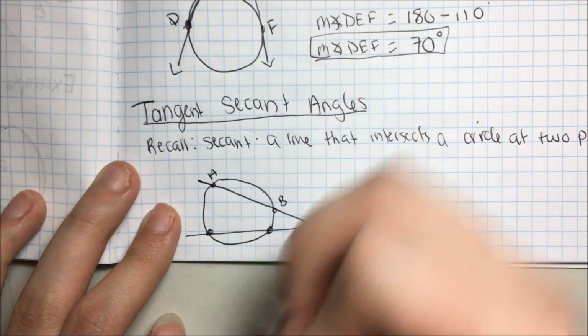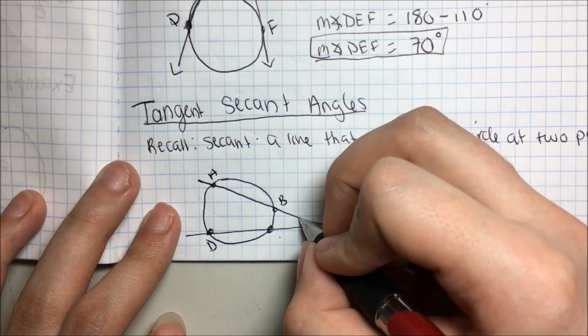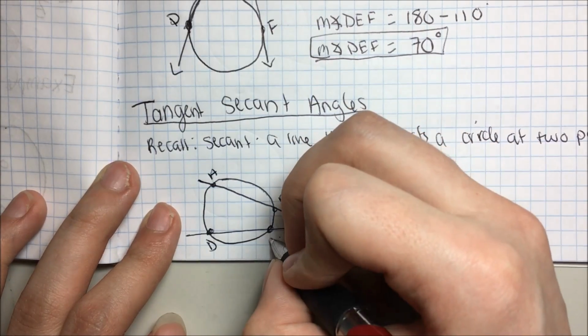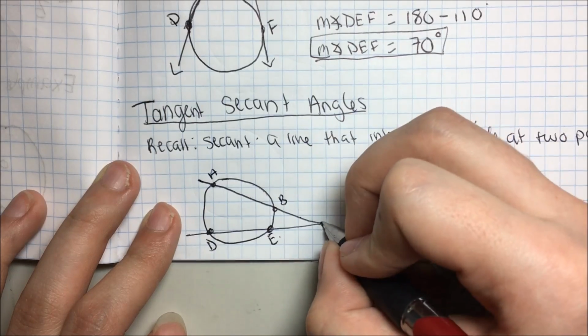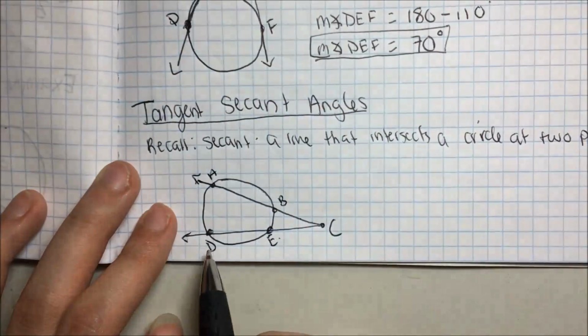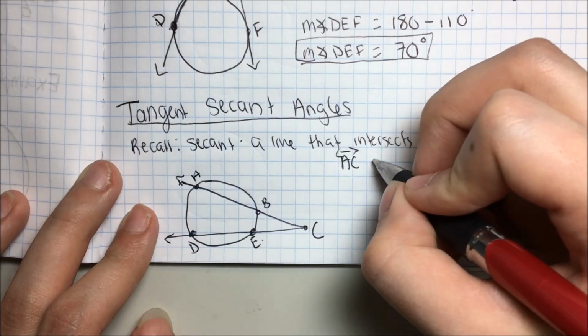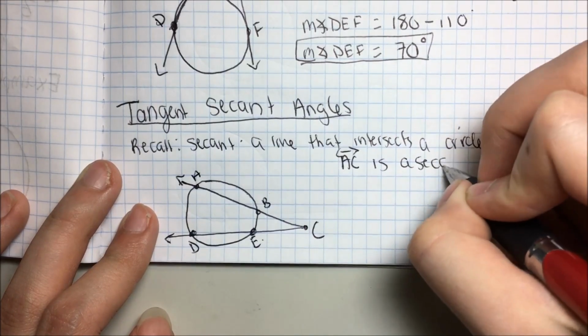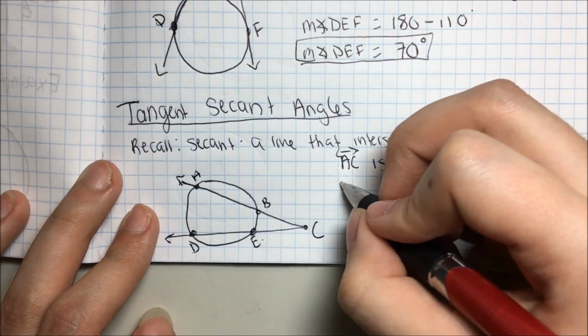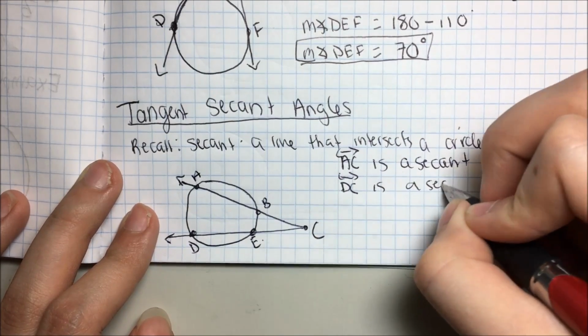So we have this A, B, D, E, and this will be C. So we see that both these secants here hit the circle at 2 points. So we say AC is a secant and DC is a secant.